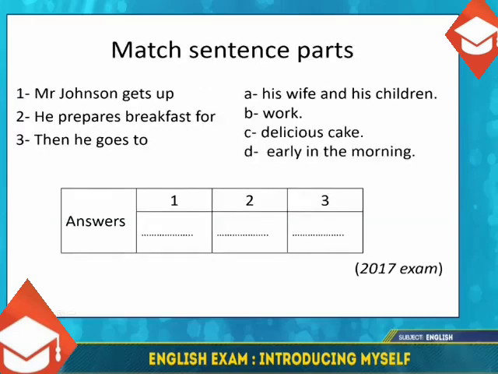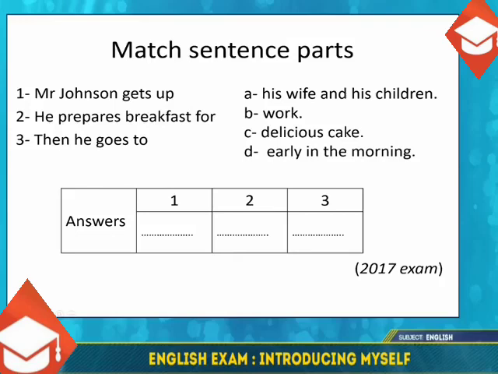Finally, for the third task, you have to match sentence parts to make sentences. So you have on your left 3 sentence parts, number 1, 2, and 3. And on your right, you have their matching sentence parts, A, B, C, and D. It means that there is an extra one.